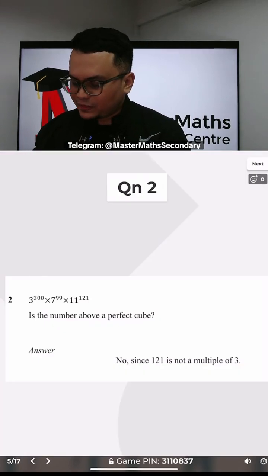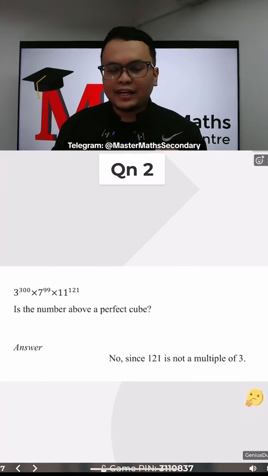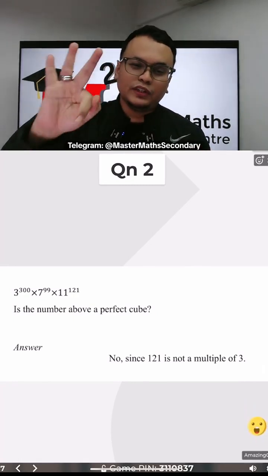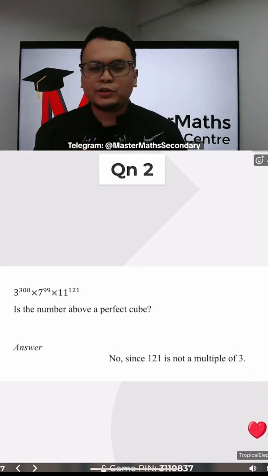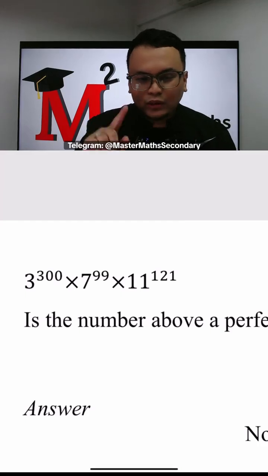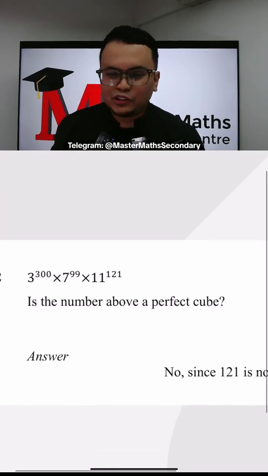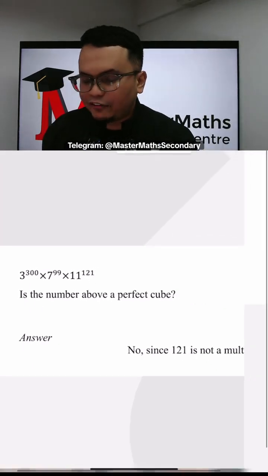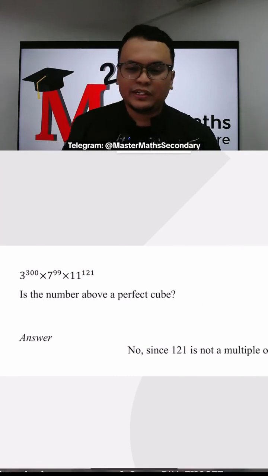To check whether a number is a perfect cube or not, what you've got to do is to look at the powers again. For perfect cubes, the powers must be multiples of 3. If they are not multiples of 3, then it won't be a perfect cube. In this case, which one is not a multiple of 3? The power of 11. That's the one. 121 isn't a multiple of 3. I think because you see 21, you thought that it's divisible by 3, but it's not. 120 is divisible by 3, so one more after 120 will not be divisible by 3.